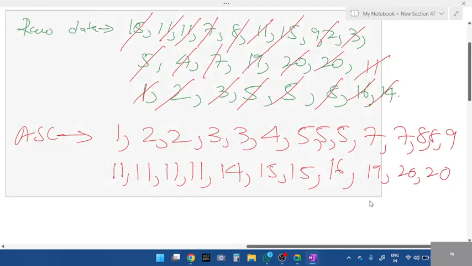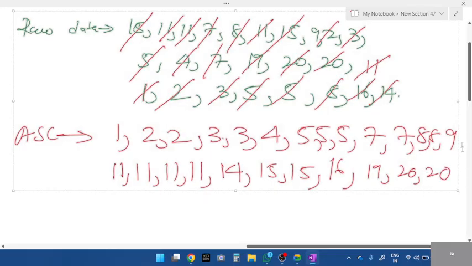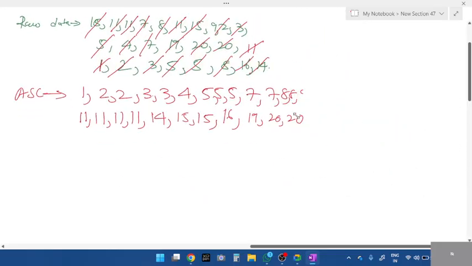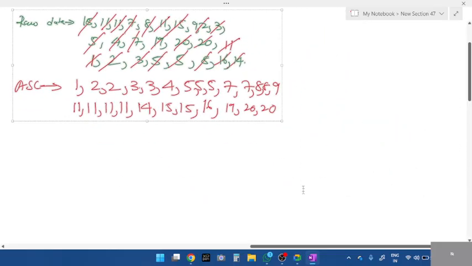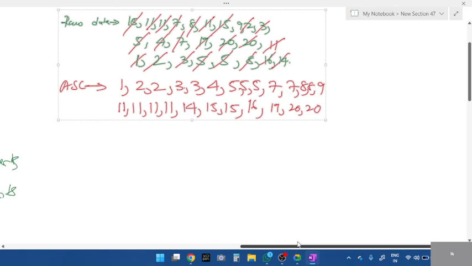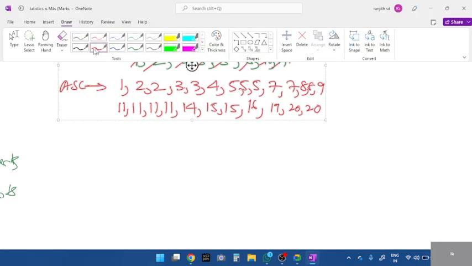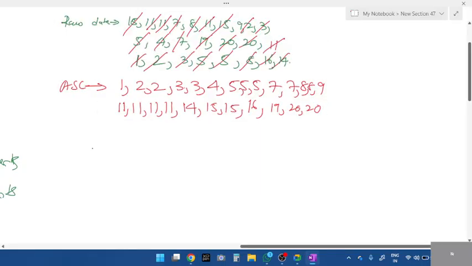First, they'll give you raw data. Second, they'll tell you to arrange in ascending or descending. If they don't say ascending or descending, always go with ascending order, students. Now, let us construct the frequency distribution table. For the frequency distribution table, what are these, students? These are marks. Frequency, tally marks.